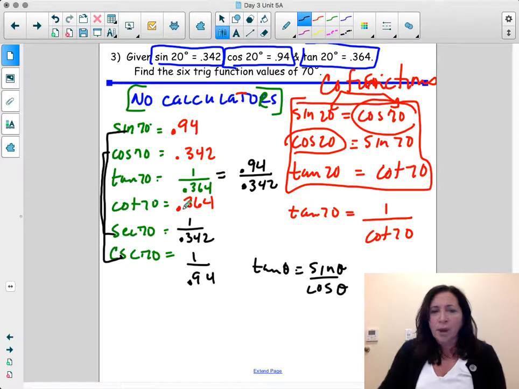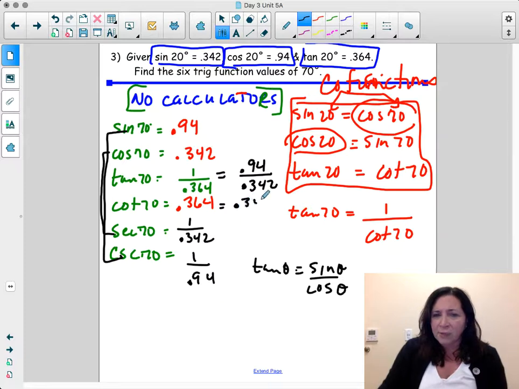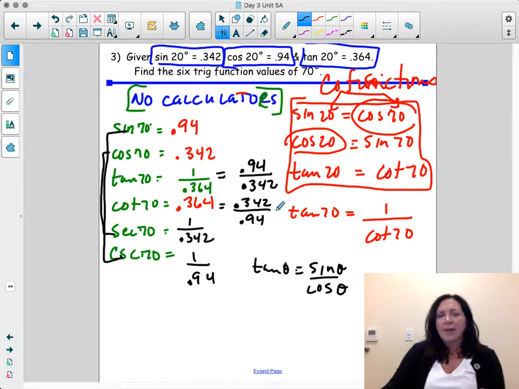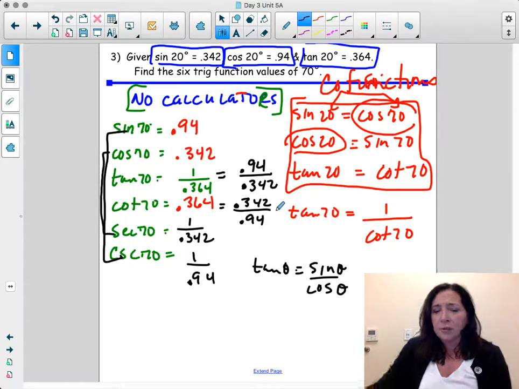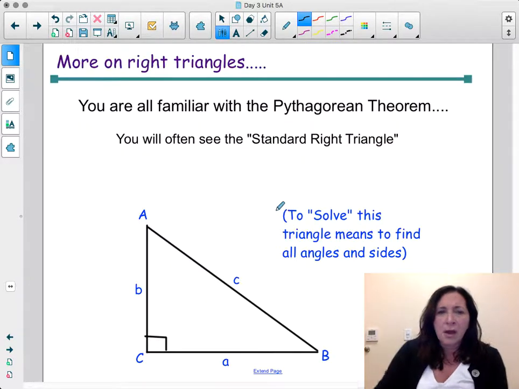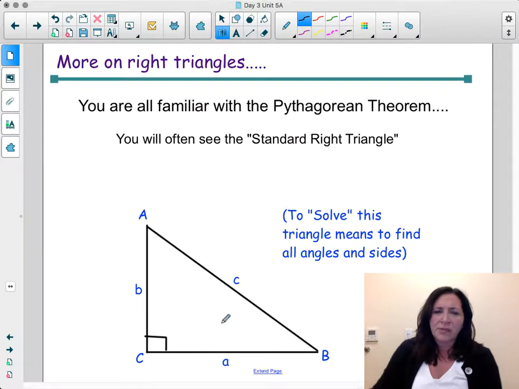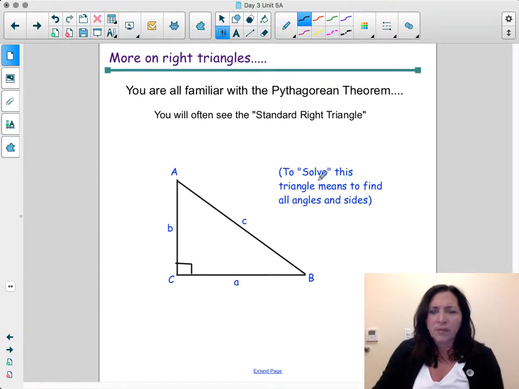And that would also be accurate because that's what tangent is, opposite over adjacent, or sine over cosine. Likewise, with cotangent, I could do the same thing. I could have said cosine over sine. So I could have rewritten this as 0.342 divided by 0.94. And that would be correct. That would give me an accurate number.